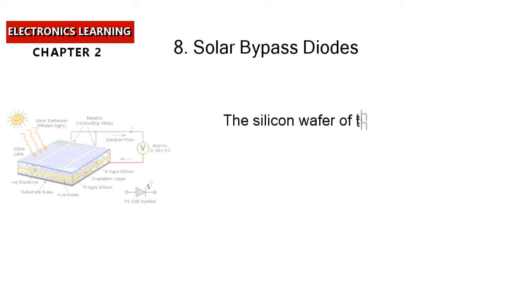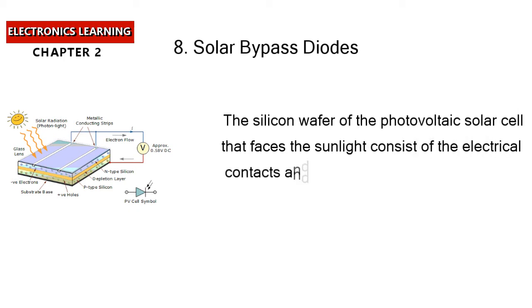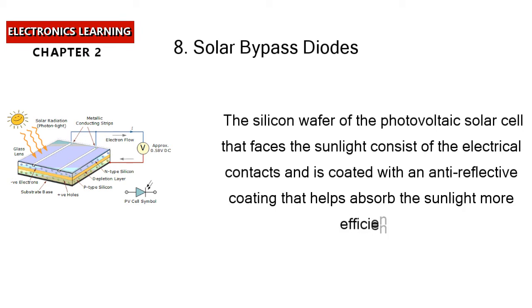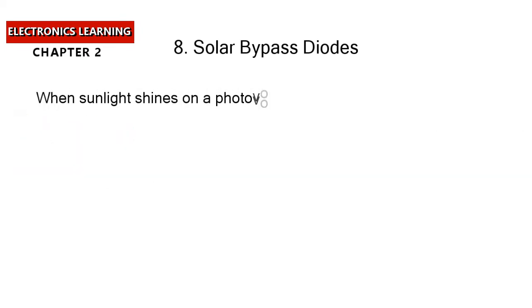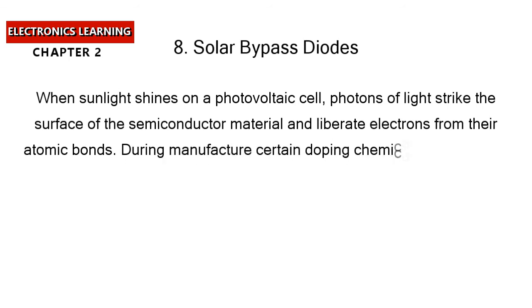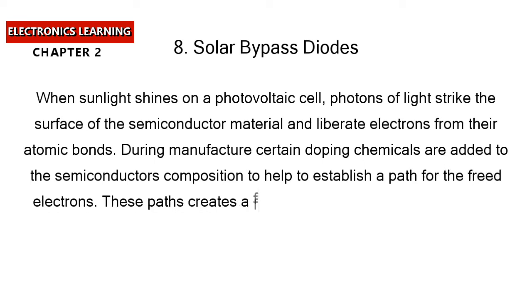The silicon wafer of the photovoltaic solar cell that faces the sunlight consists of the electrical contacts and is coated with an anti-reflective coating that helps absorb the sunlight more efficiently. When sunlight shines on a photovoltaic cell, photons of light strike the surface of the semiconductor material and liberate electrons from their atomic bonds. During manufacture, certain doping chemicals are added to the semiconductor's composition to help establish a path for the freed electrons.